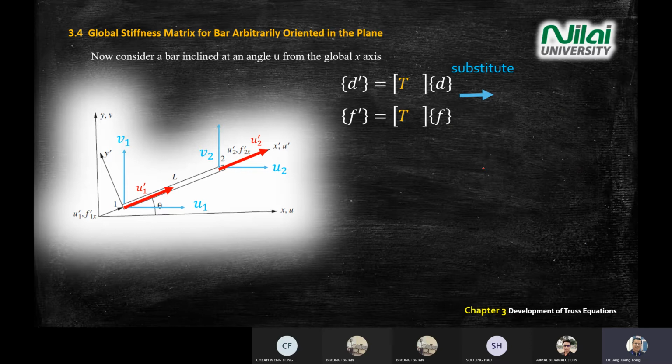Okay, then we rearrange the equation. Displacement we have a transformation conversion factor there. D prime equal to T times D. F also have the same conversion. F prime equal to T times F. This side again is the local dimension. Through a conversion factor, or in this case, we name it as a transformation matrix. This one is global.